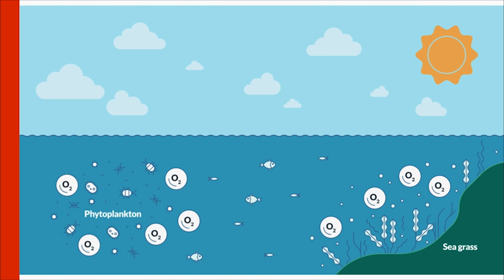Marine plants and phytoplankton perform photosynthesis, producing oxygen that is released back into the atmosphere. Oceans also store and redistribute oxygen, maintaining global oxygen levels. Now let's see how this cycle is impacted in real life.